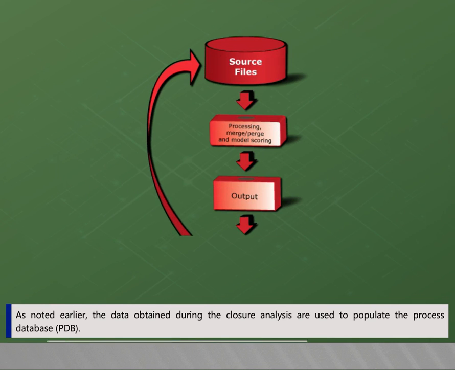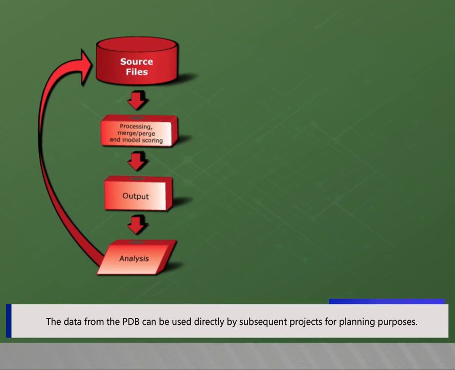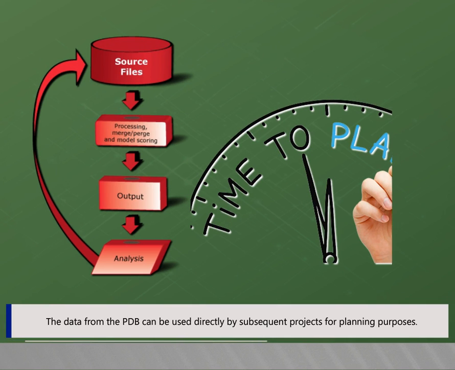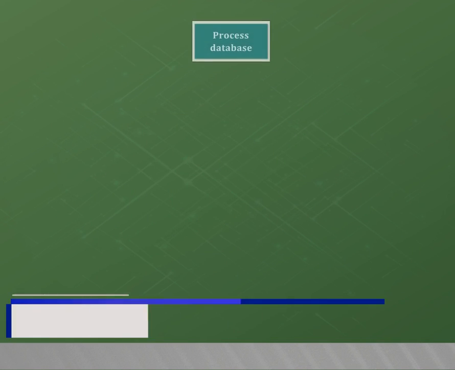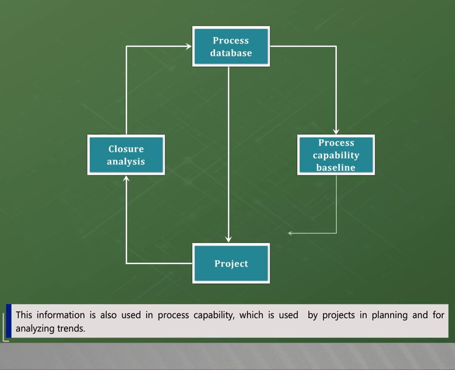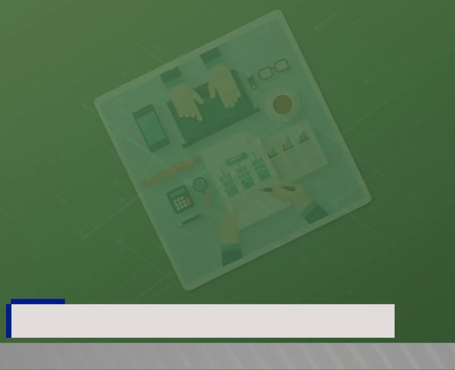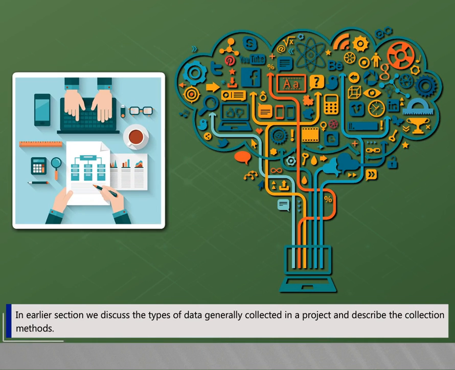As noted earlier, the data obtained during the closure analysis are used to populate the process database, that is PDB. The data from the PDB can be used directly by subsequent projects for planning purposes. This information is also used in process capability, which is used by projects in planning and for analyzing trends. In an earlier section, we discussed the types of data generally collected in a project and described the collection methods.